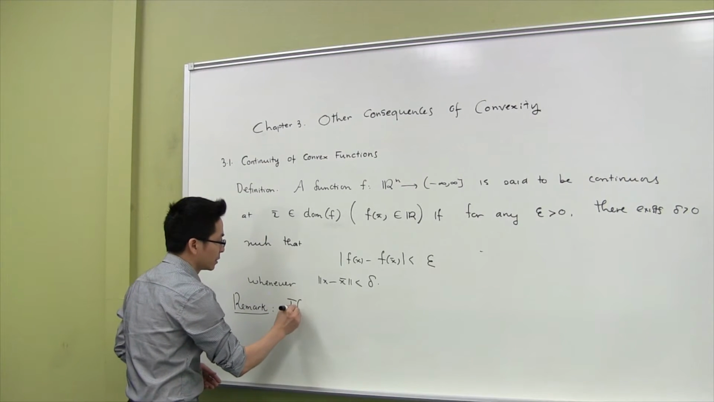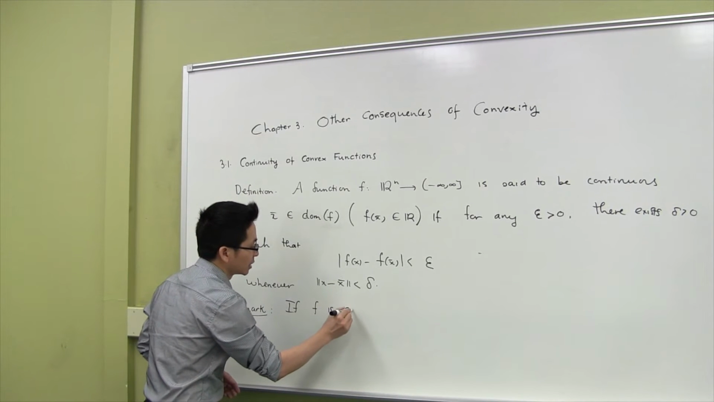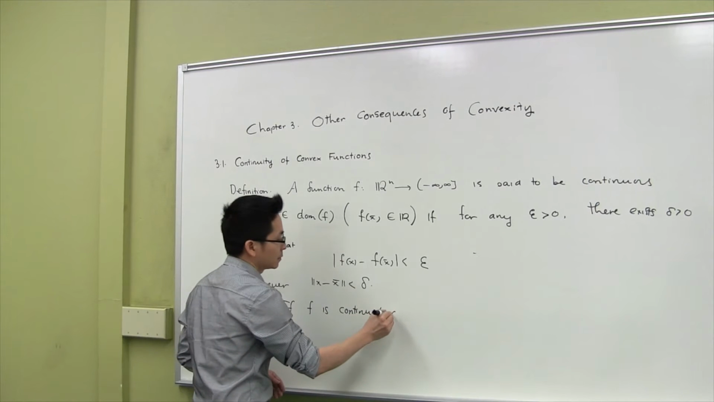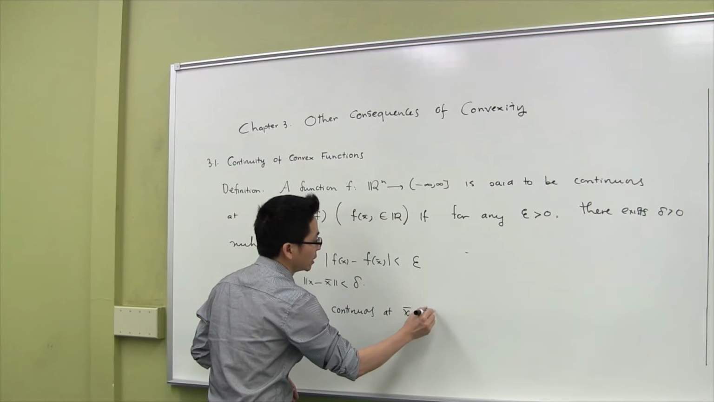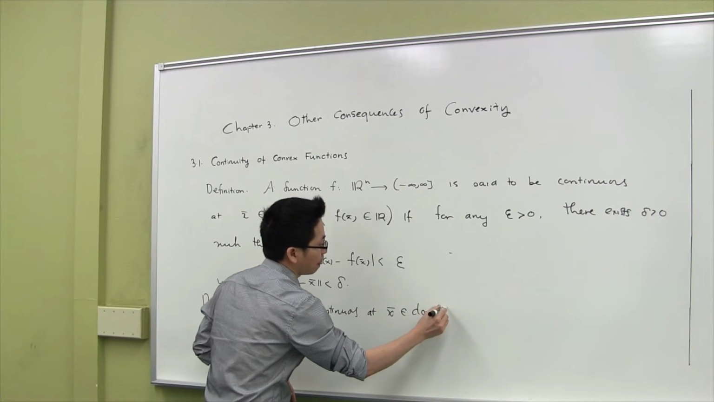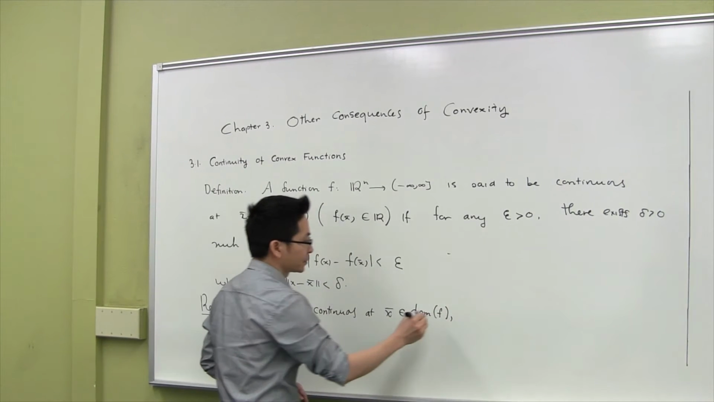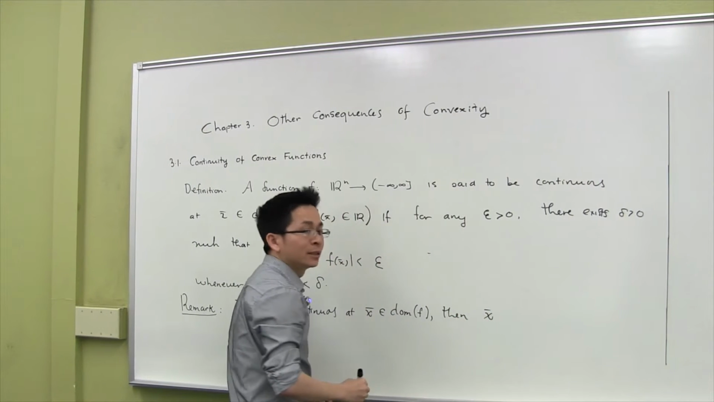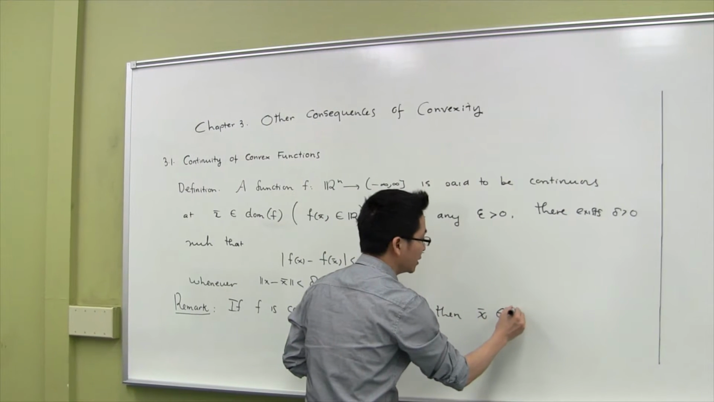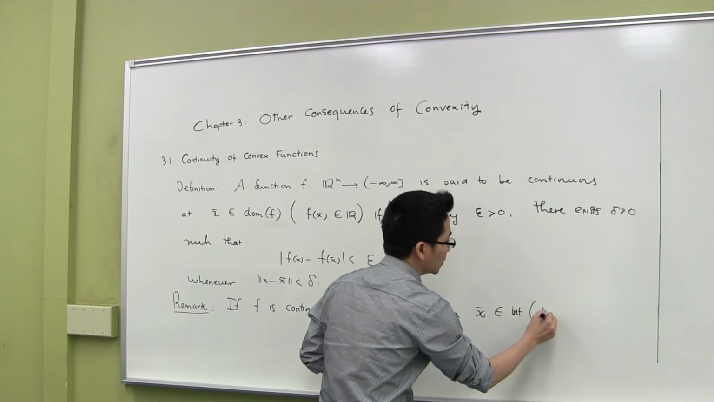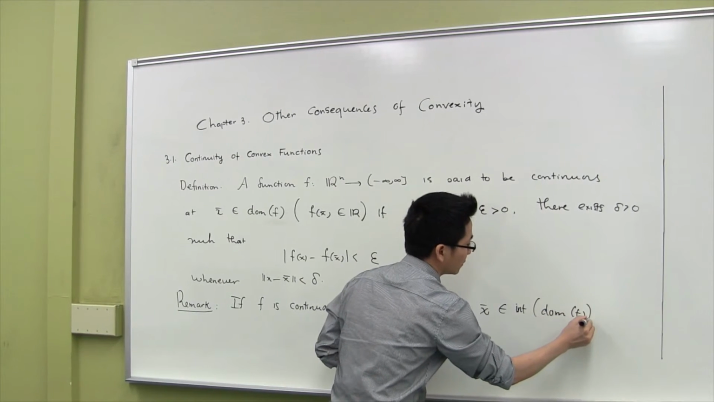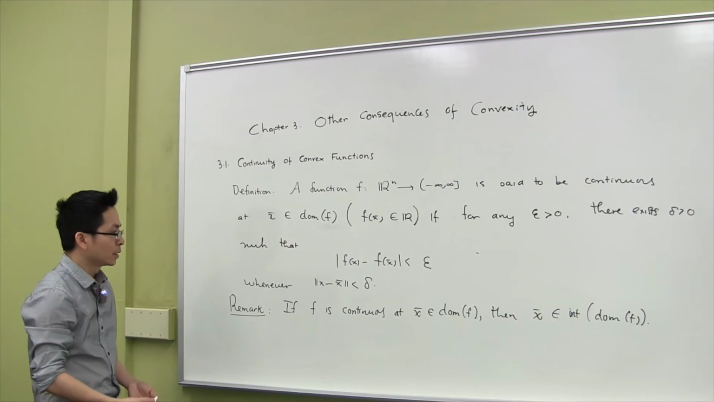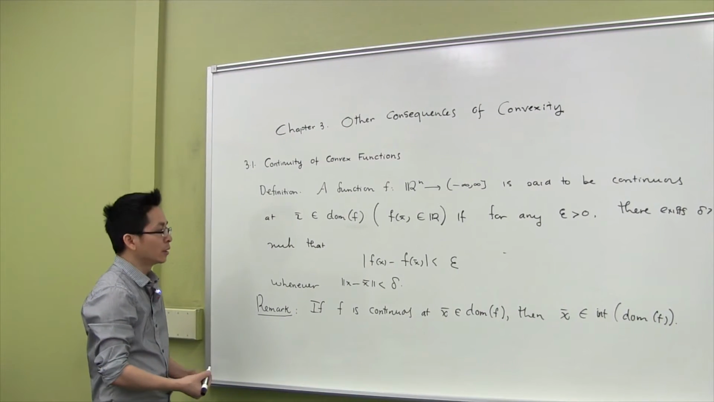If f is continuous at x bar in the domain of the function, then x bar actually belongs to the interior of the domain of the function f. Okay, how come this is true? The proof is very simple.